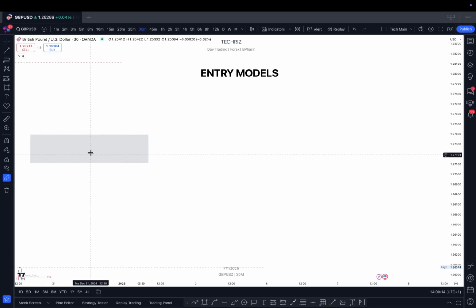Now let's say we have a high time frame key level and price came into it. How do we know for sure that this key level is going to hold price? There are certain entry patterns or entry models that will form on this particular key level, and we will know that yes, this has formed, that has formed, everything lines up, and then we take our trades. So this one is the inverse head and shoulder pattern.